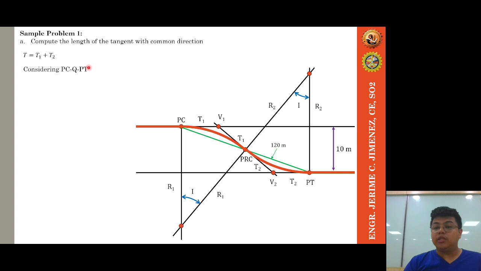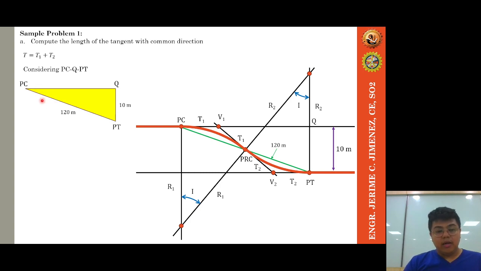So, we have 3 points. So, therefore, we have a triangle. We have PC, PT, and nasaan yung Q? Yung Q ay located sa intersection ng back tangent at ng R sub 2. Okay? May Q dyan. So, this is your triangle having a leg of 10 meters and a hypotenuse of 120 meters. Okay, hypotenuse natin dyan, din po yung magsisilbing long chord.